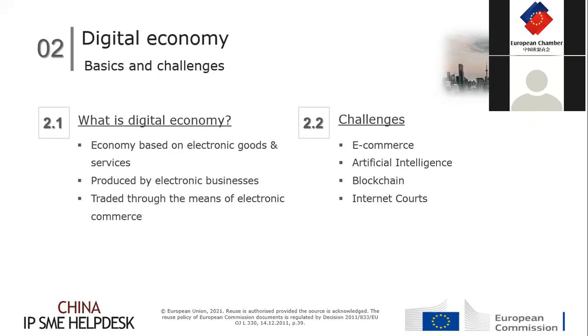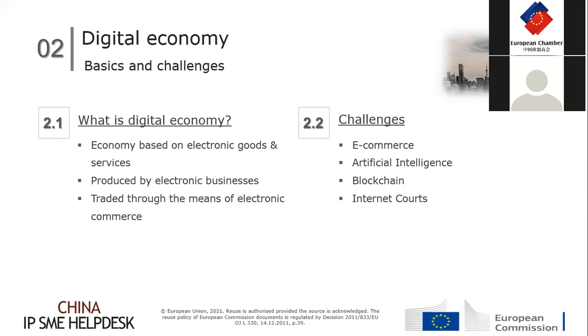This brings some challenges regarding IP protection, because we have e-commerce, we have artificial intelligence, blockchain, and now in China we have the internet courts. In e-commerce, we have the challenge of how to protect our trademarks in those markets that have access to our website, but where we haven't done any registration. How can we start entering a new market?